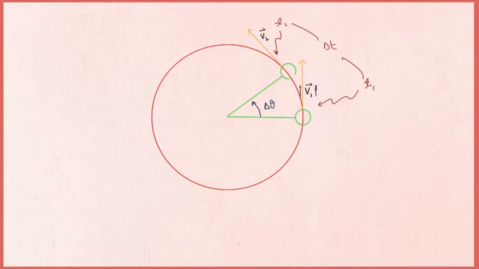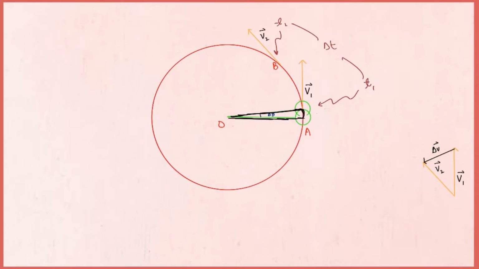The magnitude of vector v1 equals magnitude of vector v2 because the body is in uniform circular motion. Let this point be A and this one B. Let's form a triangle by duplicating v1 somewhere here, v2 at tail of v1, and delta v from the head of vector 1 to the head of vector 2. To form a triangle, assume that the time interval delta t is so small that this angle delta theta becomes so small that the arc AB doesn't remain an arc but becomes a line segment AB.